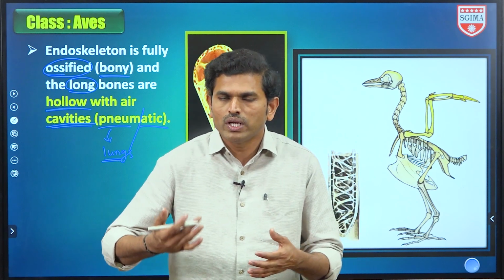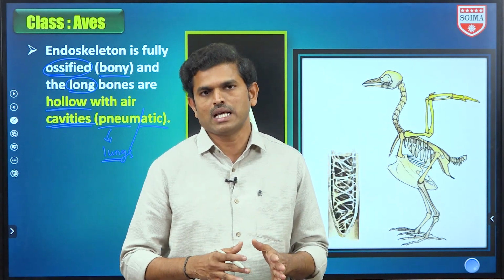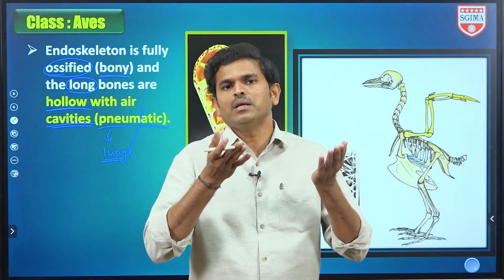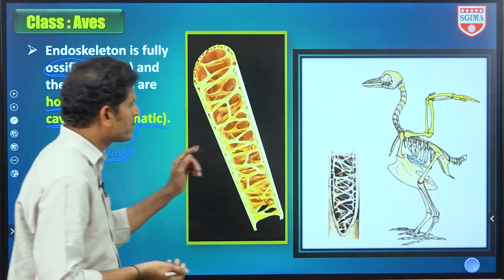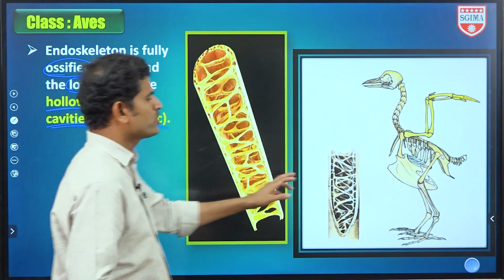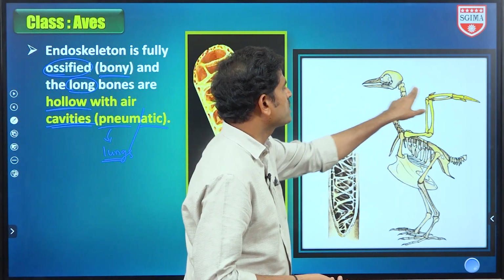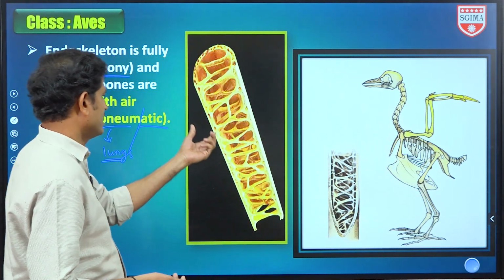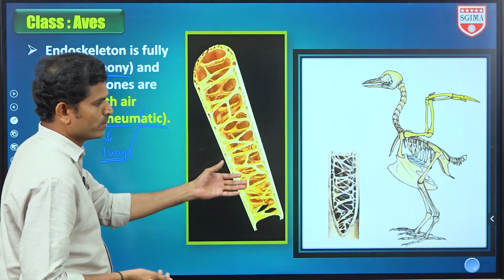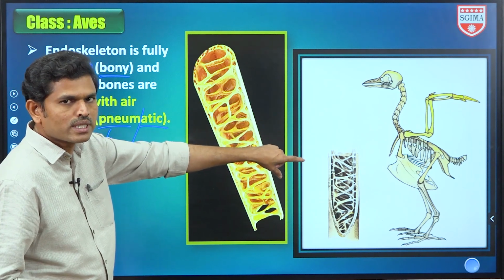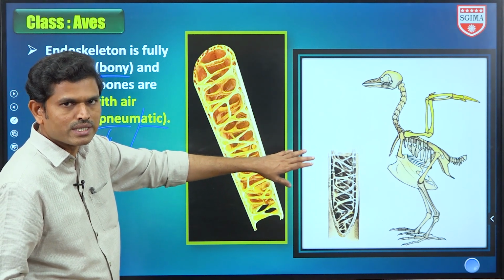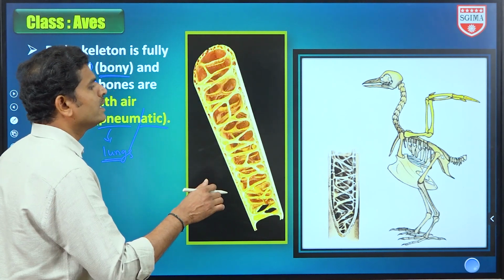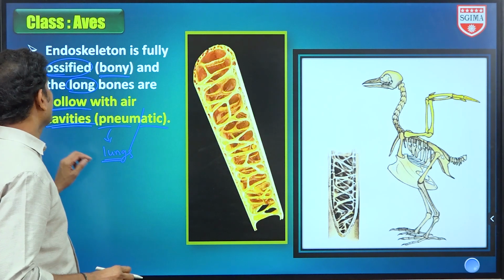Due to filling of air in these cavities, the organism's weight decreases and automatically they get buoyancy. That is the main purpose of these pneumatic bones. Most of the long bones in the endoskeleton are filled with air cavities, air filled bones, pneumatic bones. Therefore flying birds can reduce their body weight easily and they get buoyancy, meaning they can easily float in the air. Okay, so next point.